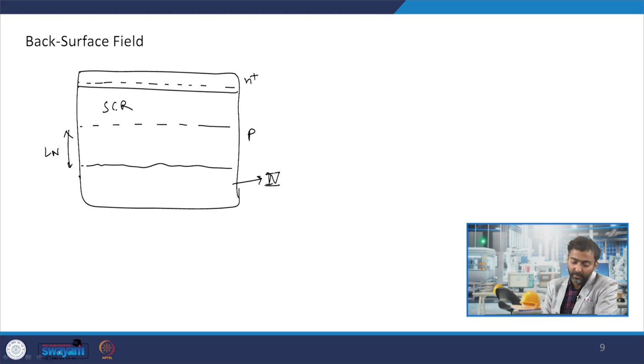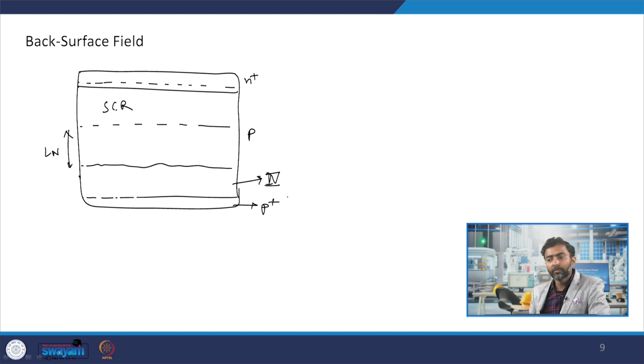So what we do here is that at the bottom of this fourth region, at the base of the solar cell, we do a very heavy doping of P plus type. So I will add another layer here of P plus. By now you must be well versed with the terminology we are using. When we say N plus, it means very heavy doping of donor atoms. When we say P plus, we mean a very heavy doping of acceptor atoms.